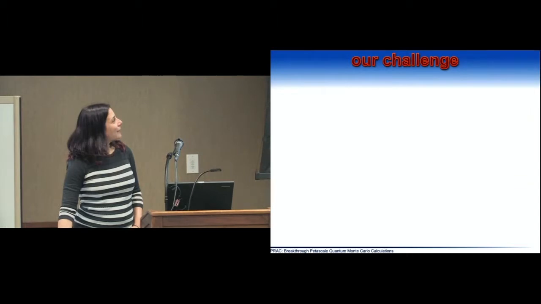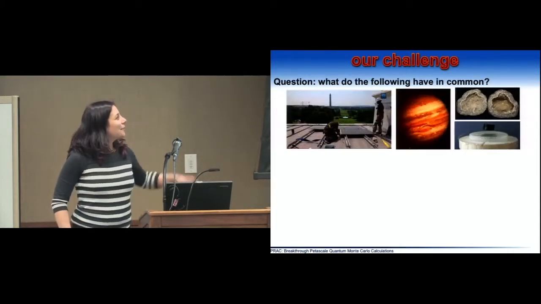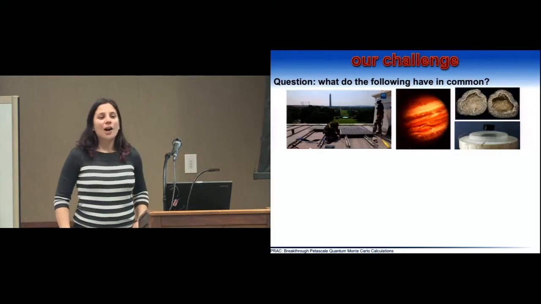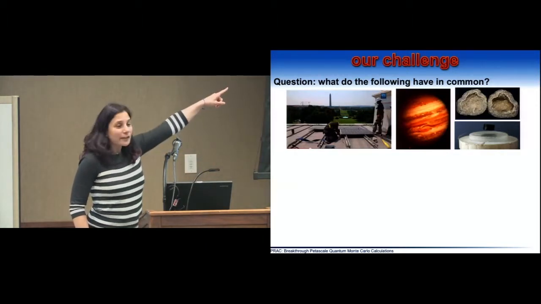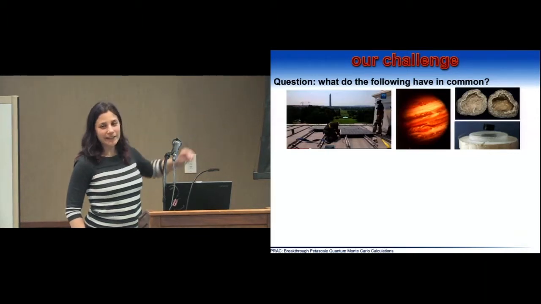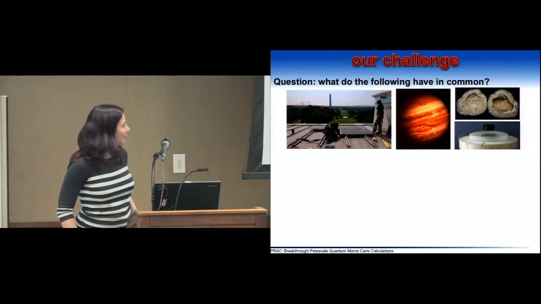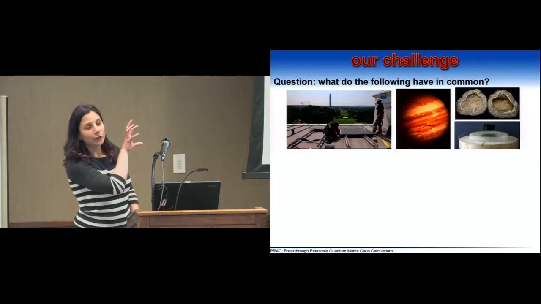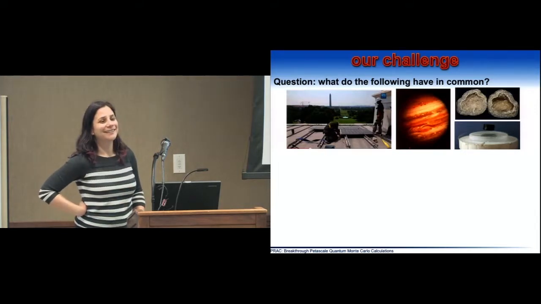So I thought I would start with just a quick question. What do the following things have in common? And what I'm showing here are solar cells, photovoltaics being installed. This is actually last week on the roof of the White House. This is Jupiter. This is the inside of a geode with diamond. And then underneath that, we have a superconductor.